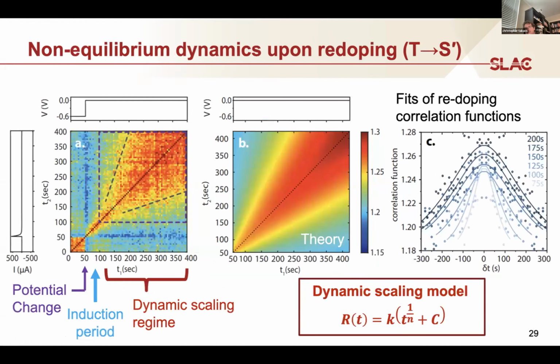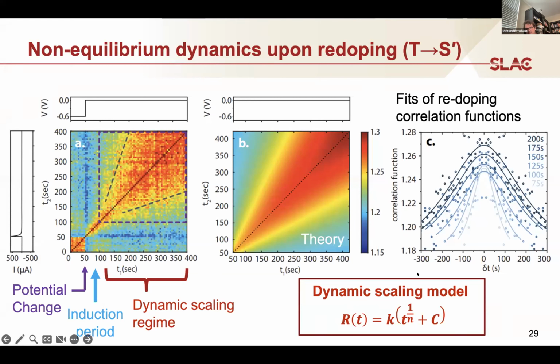But when we go upon redoping, we actually begin to see a marked change in this behavior. So if we start in this de-dope state and we go to this dope state, this redope state, where we have bipolarons and polarons, we actually see what looks to be something that follows a dynamic scaling law, where we have some sort of short induction period that is on the order maybe of the current transient, albeit maybe a little bit longer. And then we see these scaling laws that come afterwards.